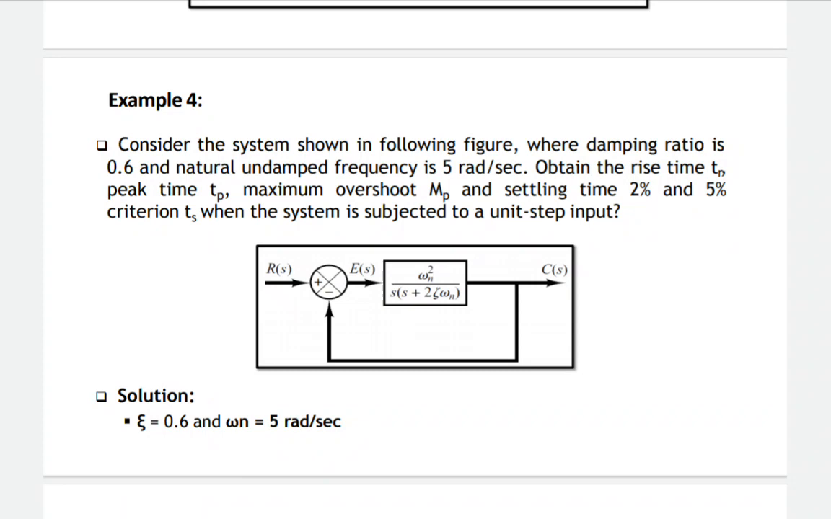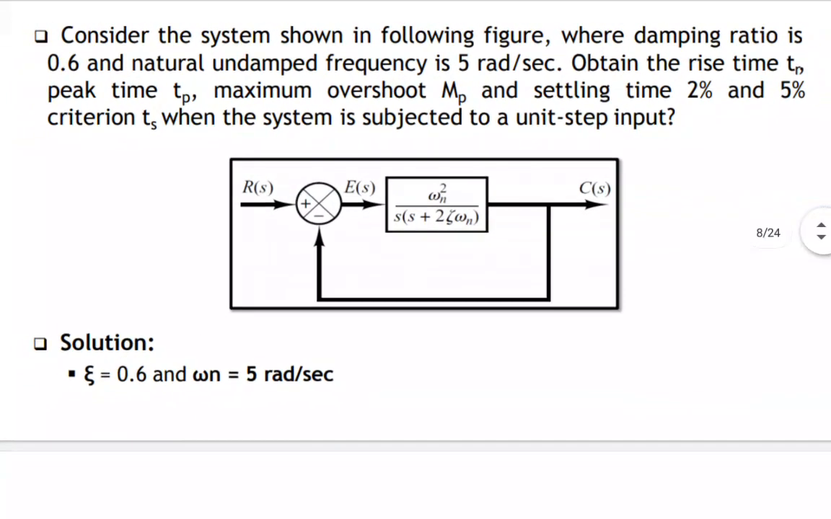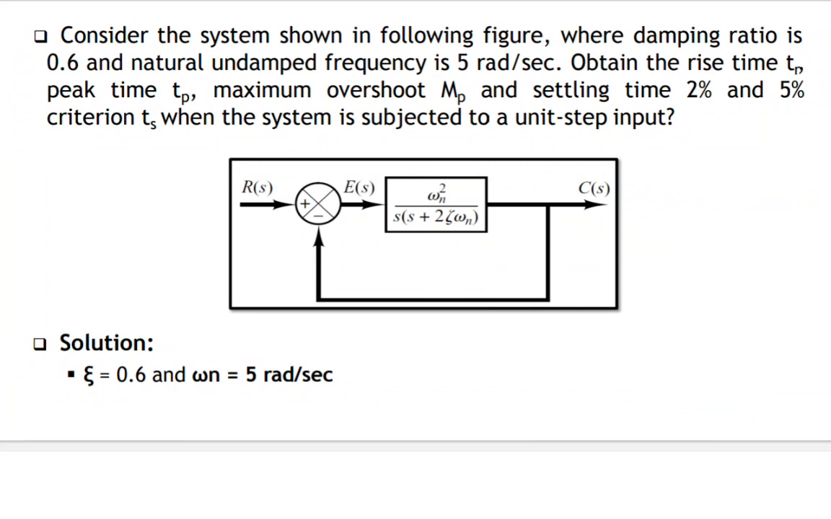Subsequently I am telling you, if they are not at all mentioning what the input will be, by default you can take a unit step for convenience, and you should mention that. Now the respective diagram is provided below. Here see the forward path transfer function is provided, that is omega n square by s into s plus 2 xi omega n. Obviously that is the underdamped situation actually.